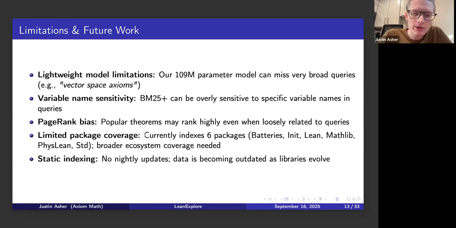We only have limited coverage at the moment, so it only indexes Batteries, Init, Lean, Mathlib, PhysLean, and Std. We need broader ecosystem coverage for a search engine like this to take place, and there are no nightly updates. Currently, since I can't work on this, the data is becoming outdated as the libraries evolve, and hopefully this is something that will get resolved at some point.